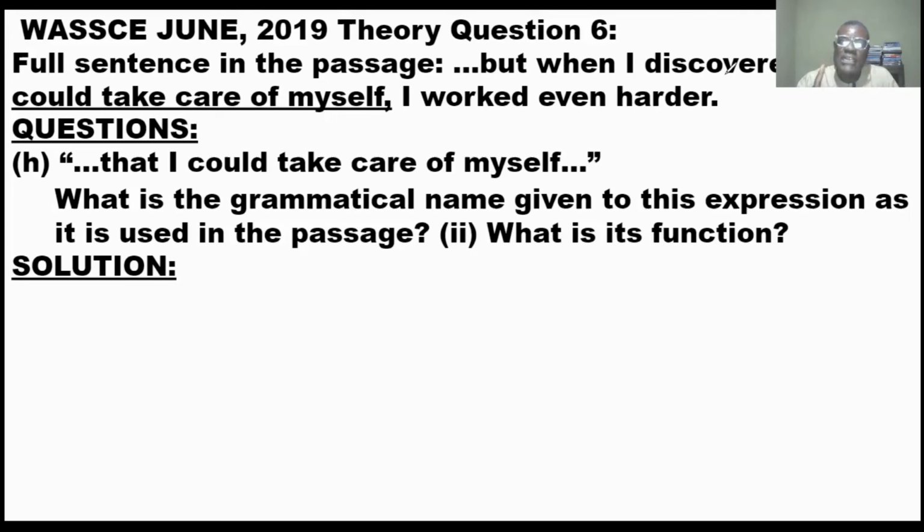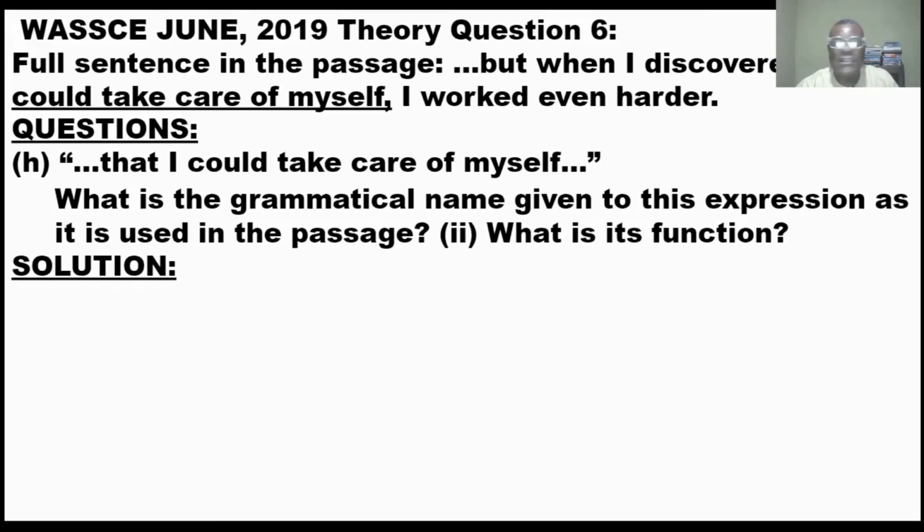If it is a single word, it's a noun. If it is a group of words, it could be a noun phrase or a noun clause. Okay? When is it a noun phrase? If it doesn't contain a verb and a subject combined. If it contains a verb and a subject combined, it's a noun clause. Now, let's go back to the expression and examine it critically. Does it contain a subject and a verb, or does it not? Okay, so that's what we have to examine.